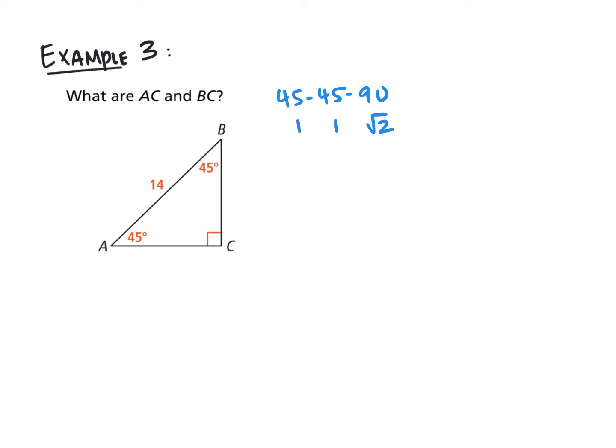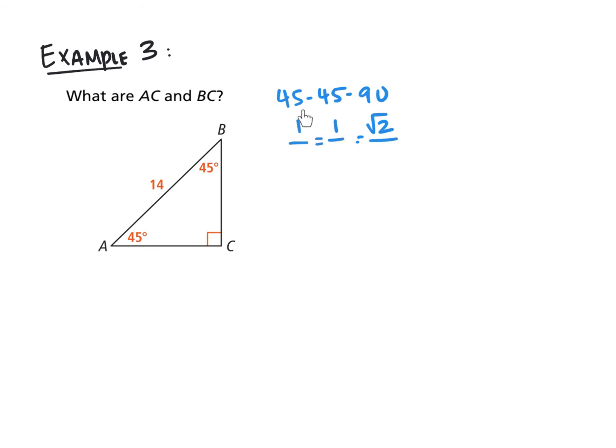And so what I'm going to do is set up this proportionality statement that says, hey, this triangle would be similar to a 45, 45, 90 triangle that had these sides, 1, 1, and square root 2. Right?